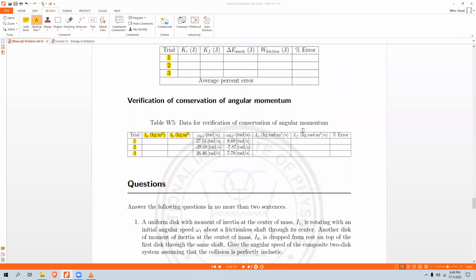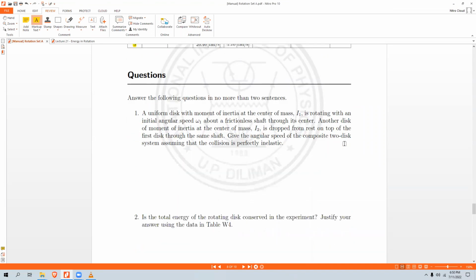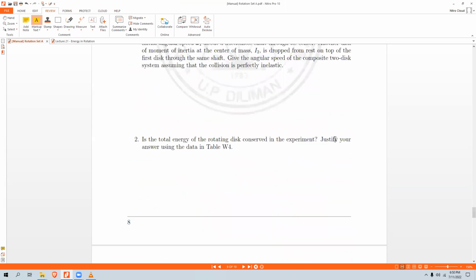Note here, when you are calculating the conservation of angular momentum, for this case, your LF and Li, you'll have to consider the involved objects in your equation. So for example, you'll have your Li to have one disk, but LF, how will you calculate your LF? This is something to be careful about. And again, the percent error was already given as a formula earlier. Lastly, we have our questions. Here we have 4 questions.